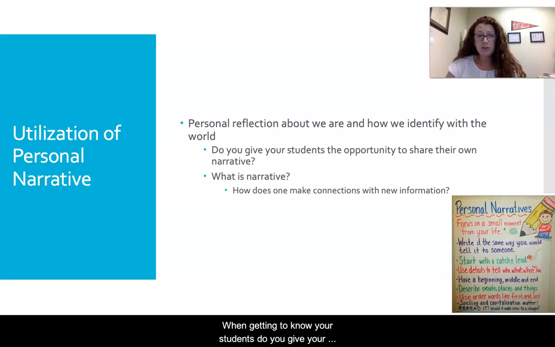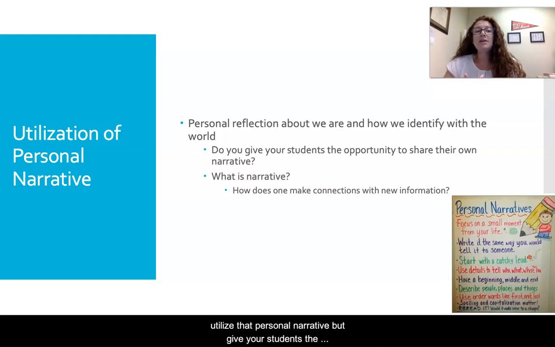And I think that that's important for you to consider when getting to know your students. So do you give your students the opportunity to share their own narrative, and how? Could it be they talk about their favorite historical event? Or if you're a history teacher, maybe they talk about their own personal history. If you're a science teacher, you could talk about what they like and don't like about science, or the same with English or math, or things that happened to them over the summer. How was your summer? Tell me your favorite part and the worst part.